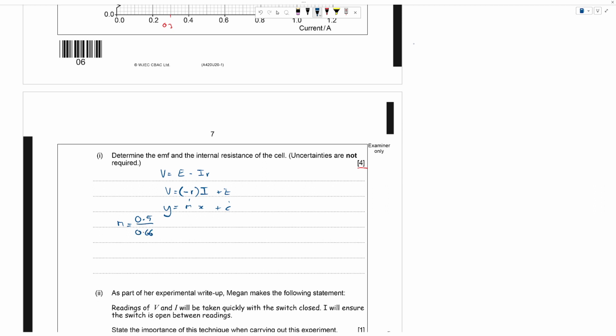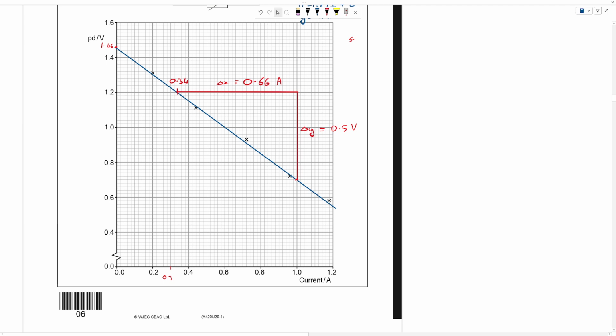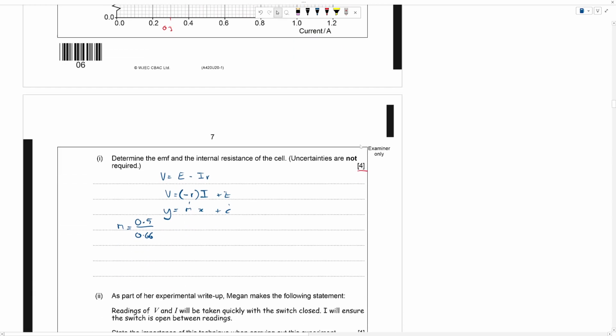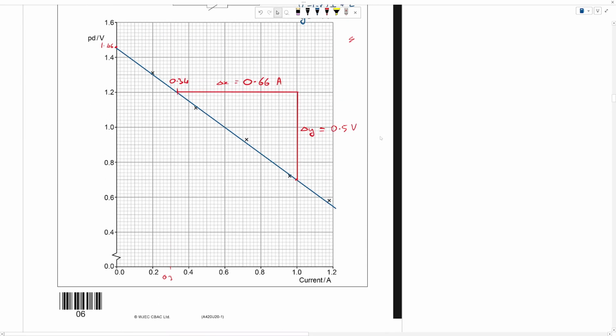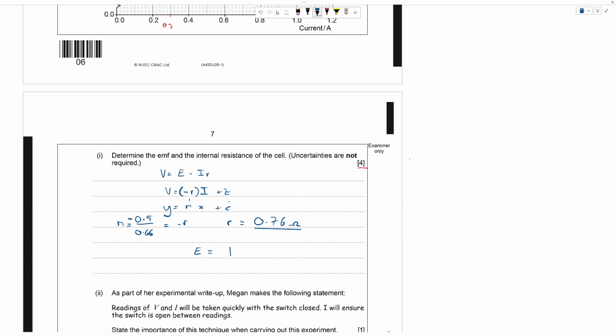And as I say, that's why it's so important to just check that you have got the units correct. These are volts and amps, no milliamps, no millivolts or anything like that. Delta y is actually minus 0.5. And that equals minus r. Therefore, r is equal to 0.76. And those are ohms because I did check my units. So that's r. And then the EMF is simply the intercept, and we can read that directly. We don't have to do any calculations. That is 1.46 volts. Done.